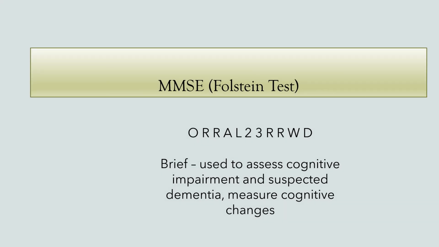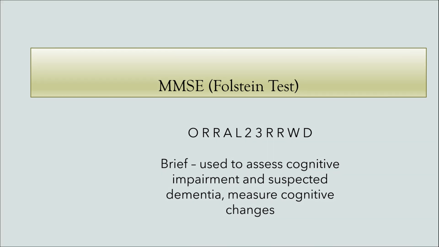Now we move on to the MMSE, the Folstein test. This is Dr. Lopez's mnemonic. ORRAL 23 RRWD, oral 23 RWD. Brief, used to assess cognitive impairment and suspected dementia, measure cognitive changes.